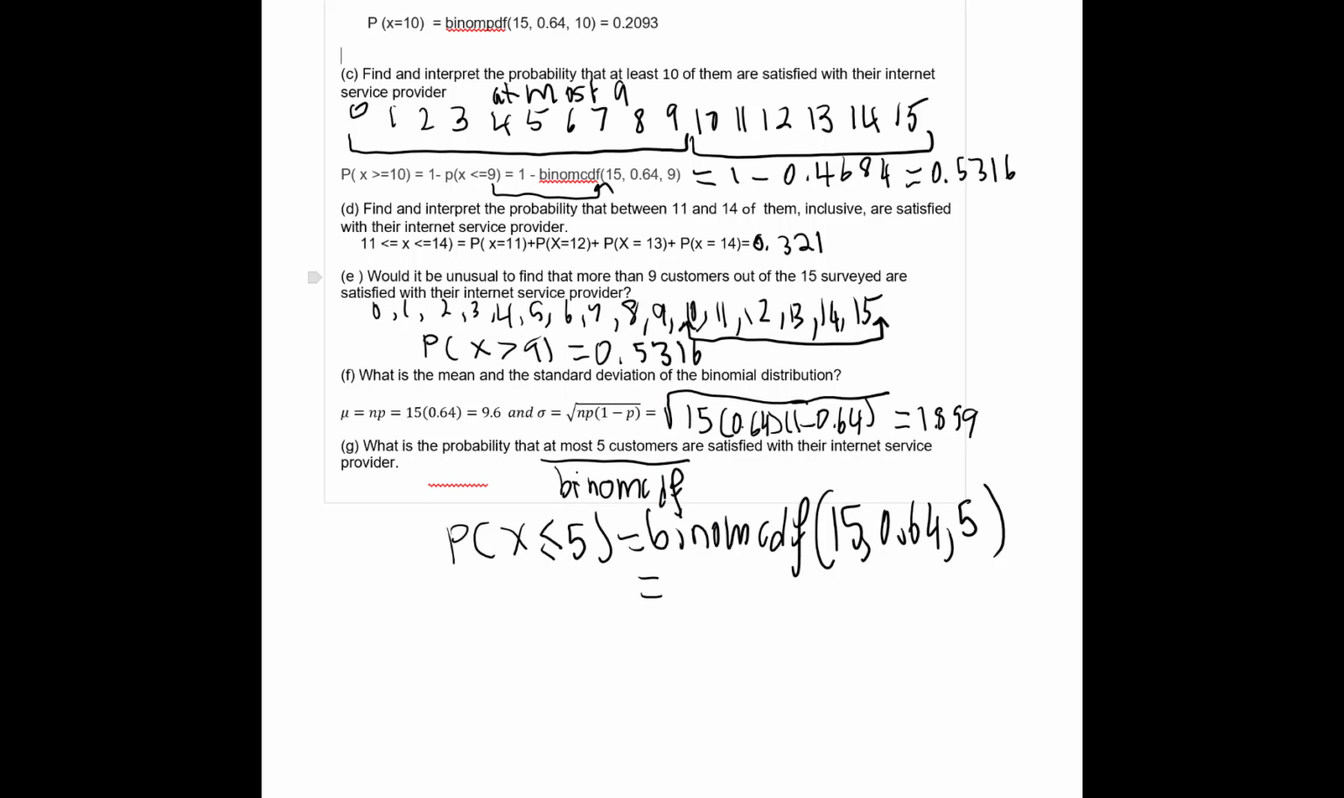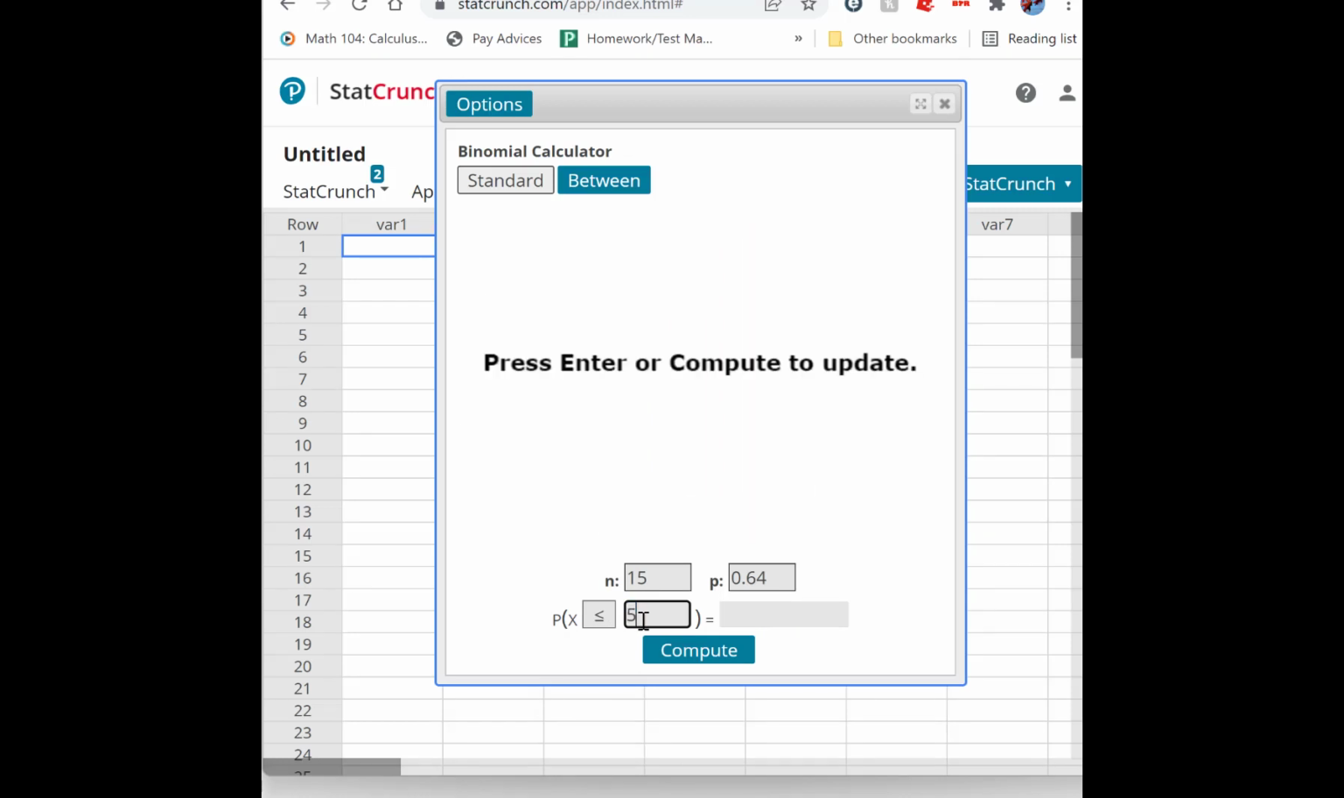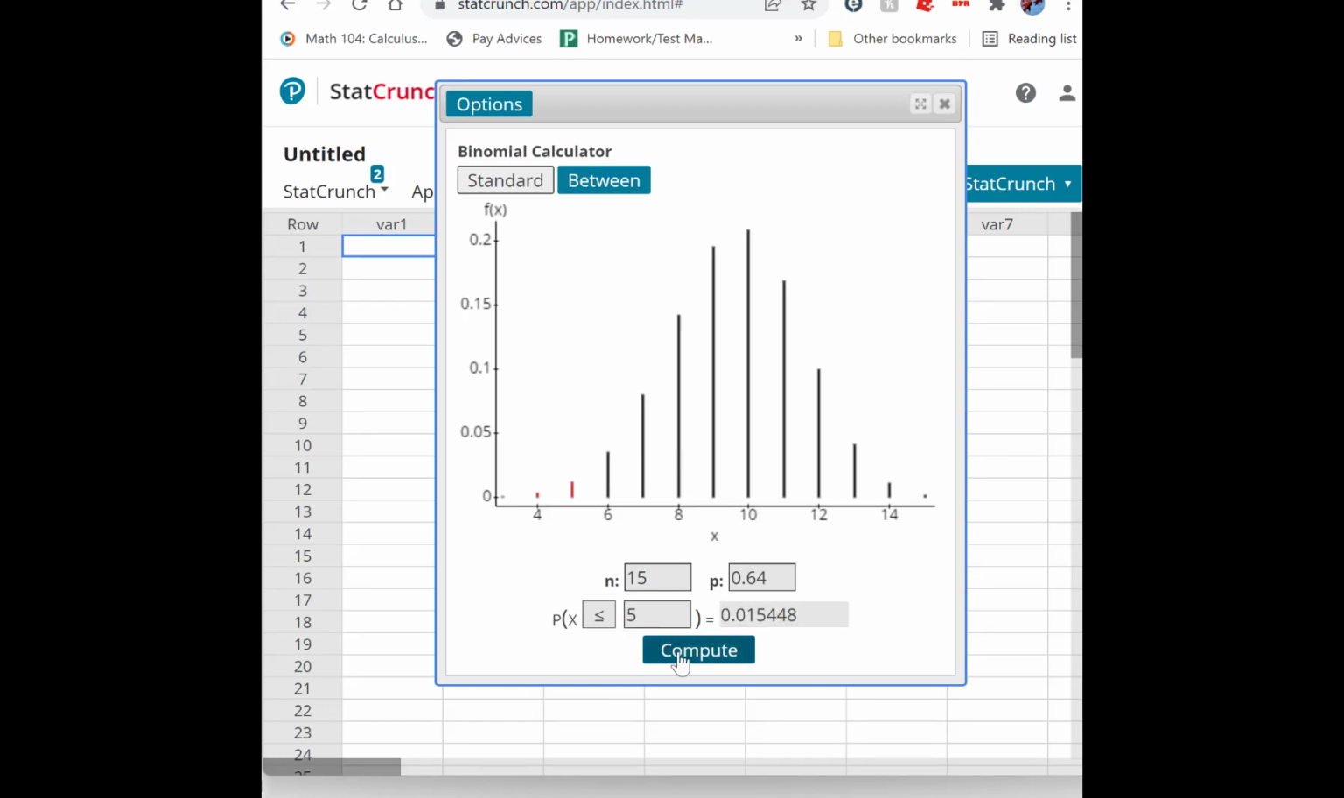And if you want to use a static range, guys, just change this one to less than or equal. I should get the exact same answer. Watch, 0.0154. And you see it did the 5, the 4. What you see highlighted in red are the ones being added and calculated. So this is pretty much what you need to know about binomial distribution.